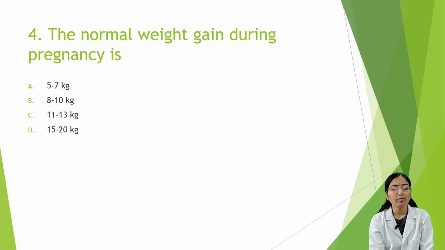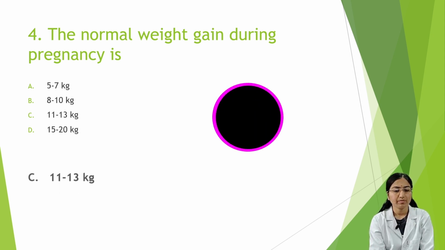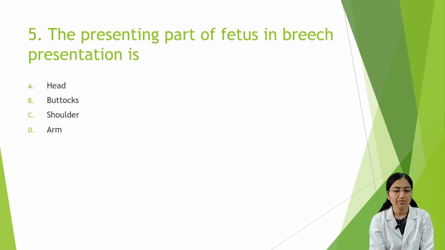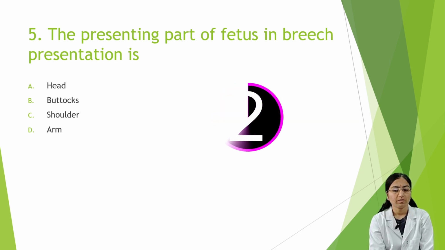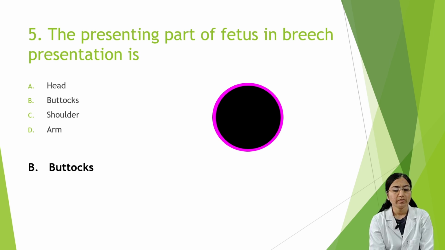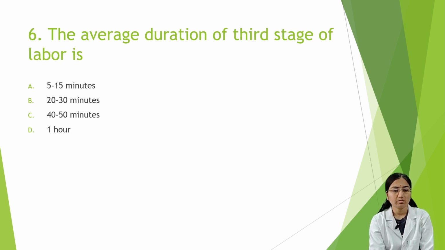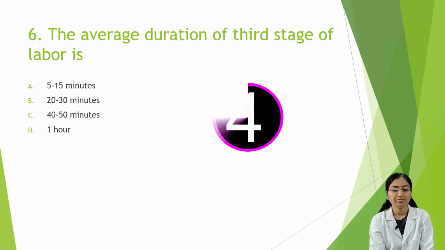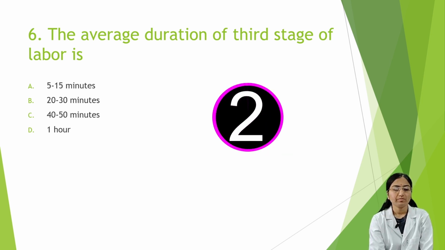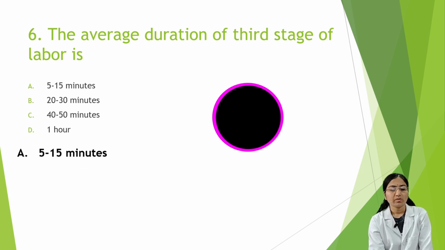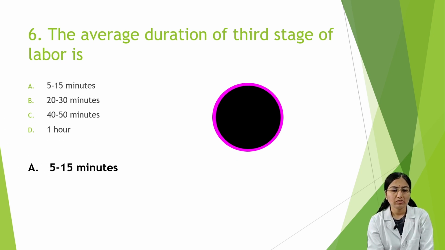Next question. The normal weight gain during pregnancy is? That was 11 to 13 kg. Next question. The presenting part of fetus in breech presentation is? Right option is B, that is buttocks. The average duration of third stage of labor is? Five to 15 minutes.